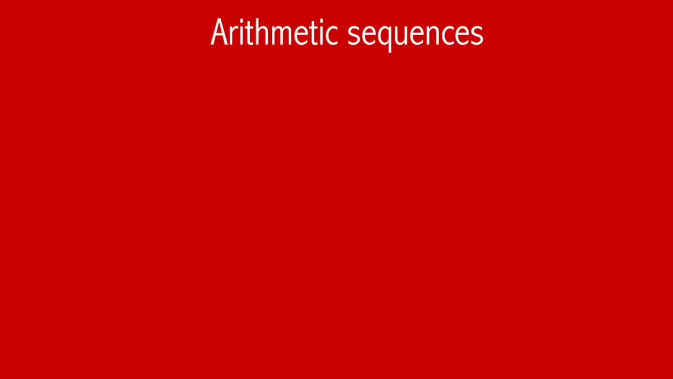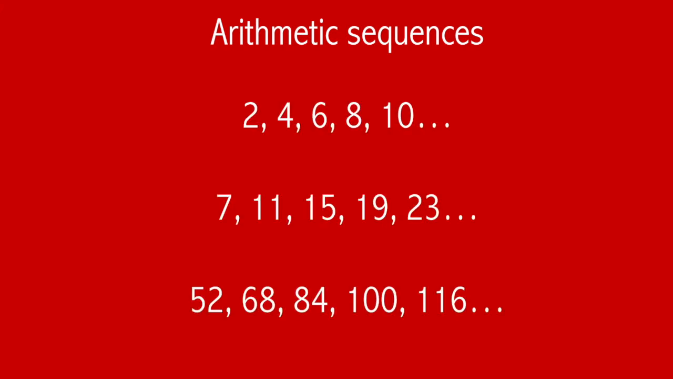When we look at sequences, the first thing we need to look at is arithmetic sequences. These are all arithmetic sequences. Try and see if you can find something similar between all of these. Pause the video, think about it. Now I'm going to tell you what's similar about them: they all have a common difference. Here, 4 minus 2 is 2, 6 minus 4 is 2, 8 minus 6 is 2, 10 minus 8 is also 2.